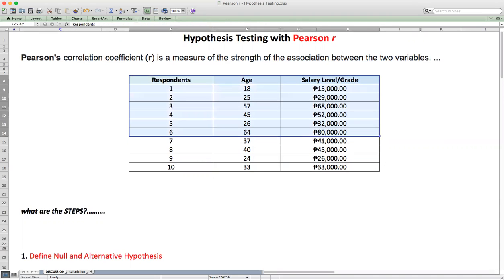In our example, the two variables that we would like to measure their association would be the age and the salary level or the grade of the respondents. So we have 10 respondents. So, what are the steps in the hypothesis testing using Pearson R?